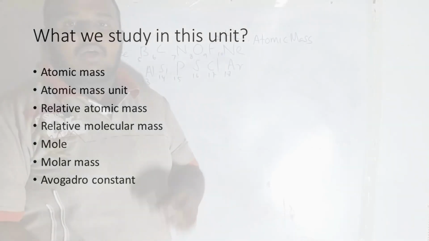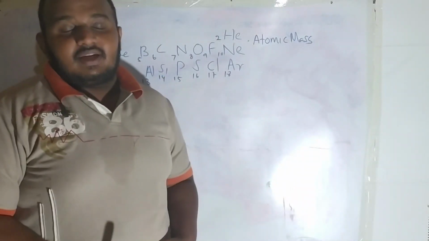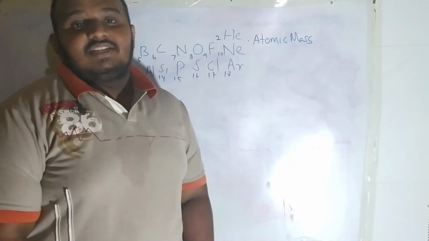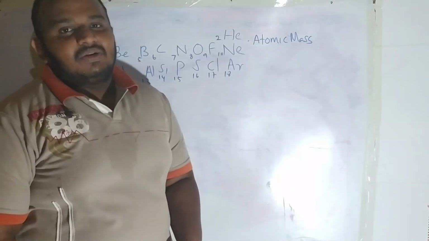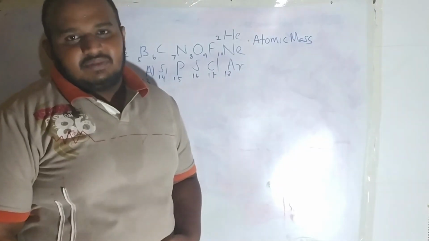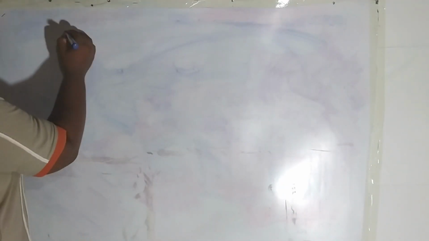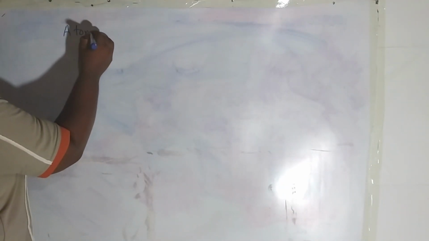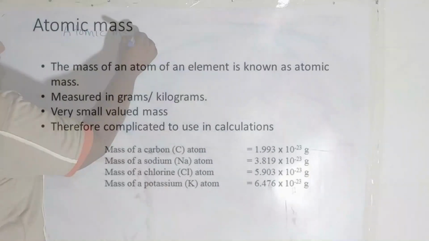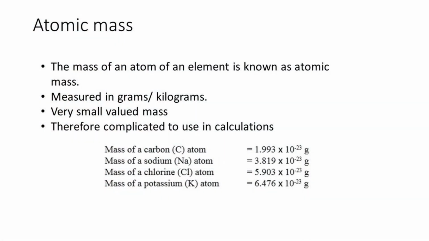If we are capable of understanding and communicating the relationship between them, we will be able to go clearly through this subject. So we will start one by one. First, what is atomic mass? Atomic mass is the mass of an atom of an element.